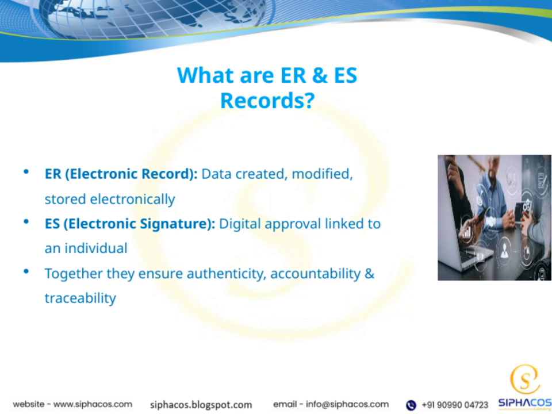When we combine ER and ES, they work together to ensure the authenticity of the records, meaning we can trust that the information is genuine. They also promote accountability, since each electronic signature is linked to a person, and traceability, meaning we can track who made what changes and when. Understanding these concepts is essential because they form the backbone of digital record-keeping, which is a key part of maintaining compliance, security, and efficiency in today's digital environment. So, in essence, ER and ES help us trust and verify the integrity of our electronic data.